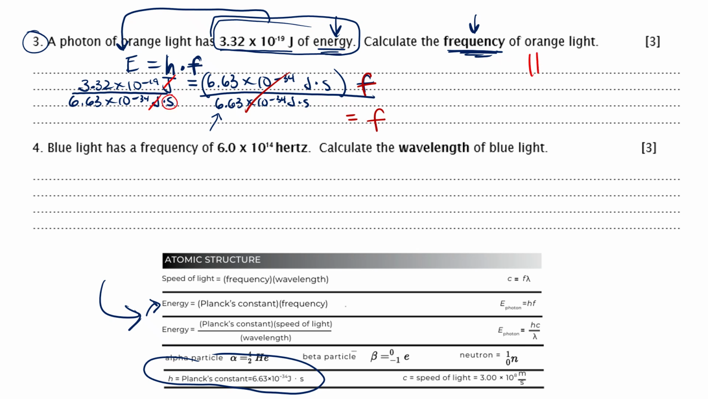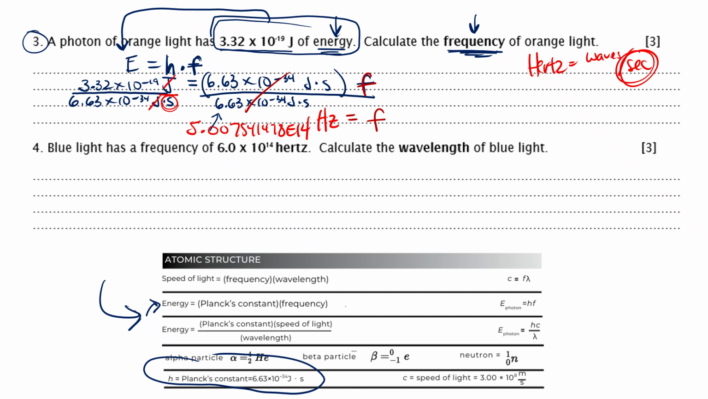Remember that a hertz is how many waves per second. That per second is this per second. That second's in the denominator, and so our unit label is going to be hertz. Let's calculate 3.32 times 10 to the negative 19 divided by 6.63 times 10 to the negative 34. Calculator says 5.00754147 E14.